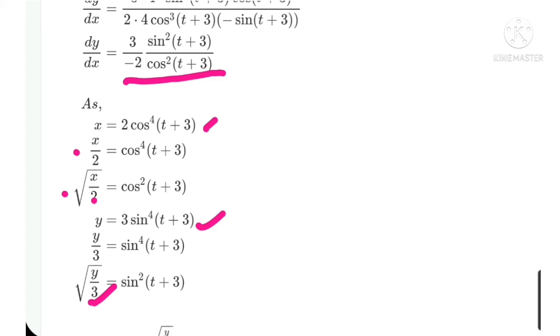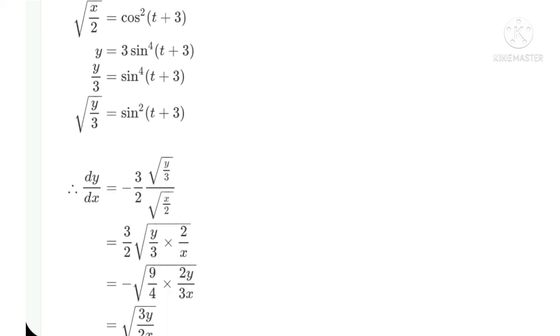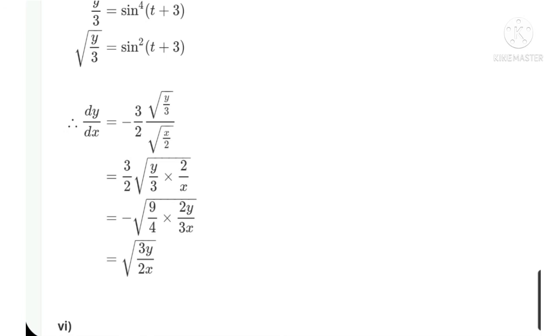So we get dy by dx is equal to minus 3 upon 2 as it is. You put here the value of sine square, and here also you put the value. Next step is root y upon 3 into 2 upon x. Take 3 and in the root 3 3s are 9 and 2 2s are 4. Okay. So we get final answer. Dy by dx is equal to minus root 3y upon 2x.